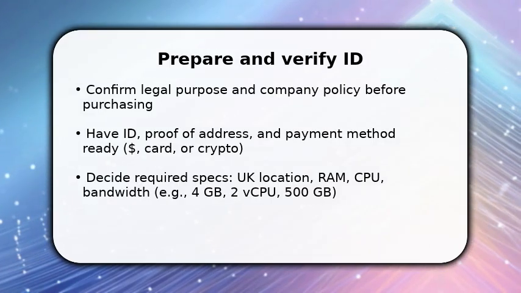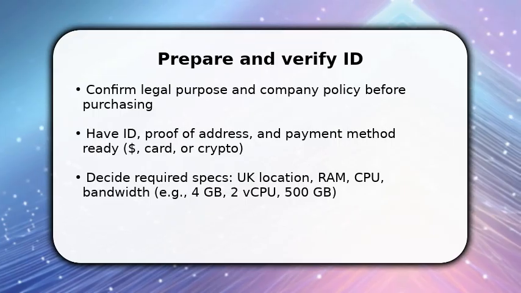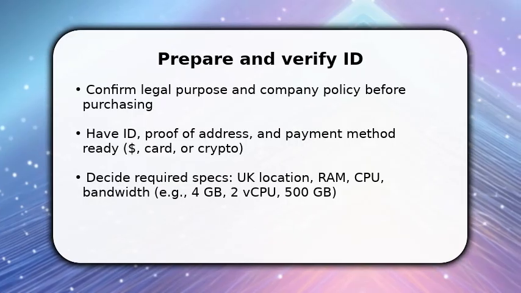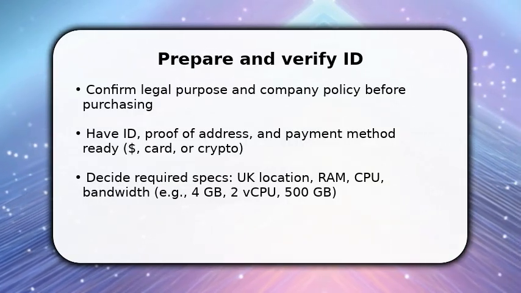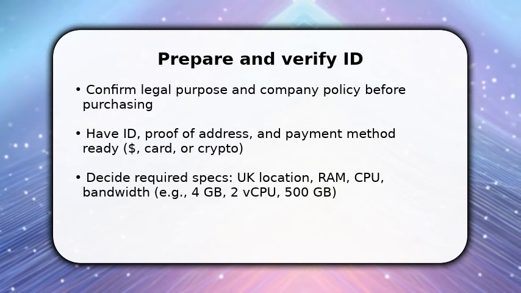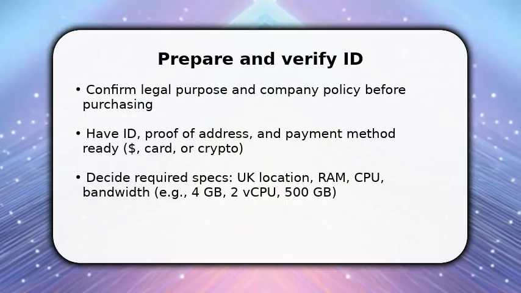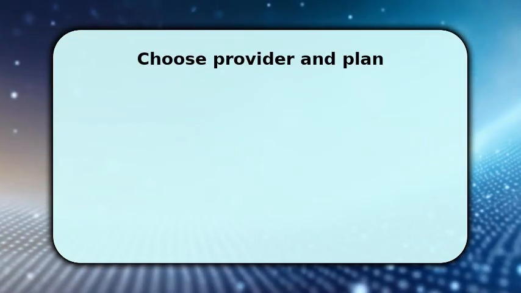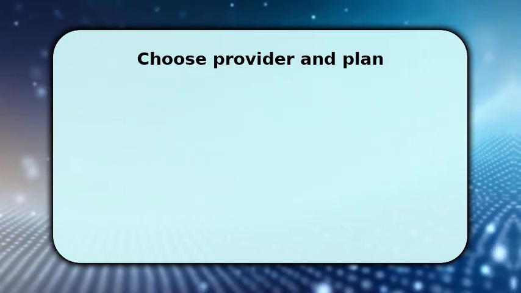Make sure your payment method is accepted, card, PayPal, or crypto, and pick target specs like 4 GB RAM, 2 vCPU, and desired bandwidth. These initial choices shorten setup time and ensure the instance you buy matches your actual workload and latency expectations. Next, evaluate providers and compare uptime, SLA percentages, customer reviews, and support availability so you avoid downtime.